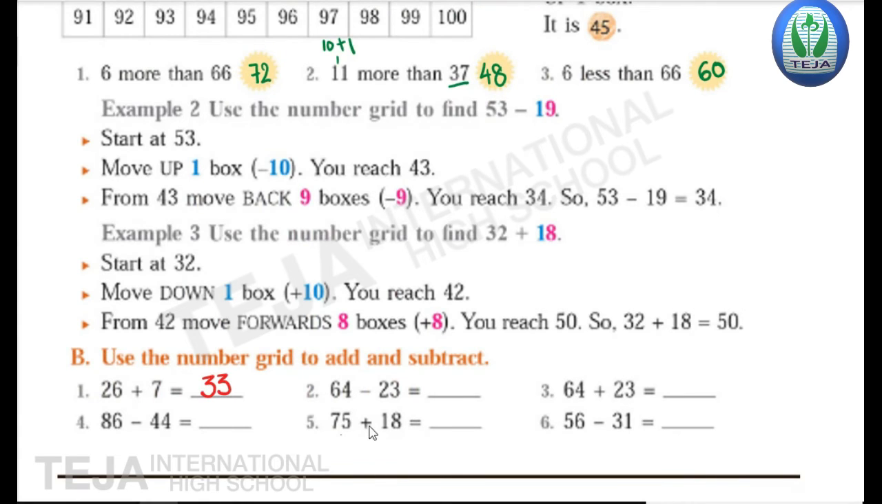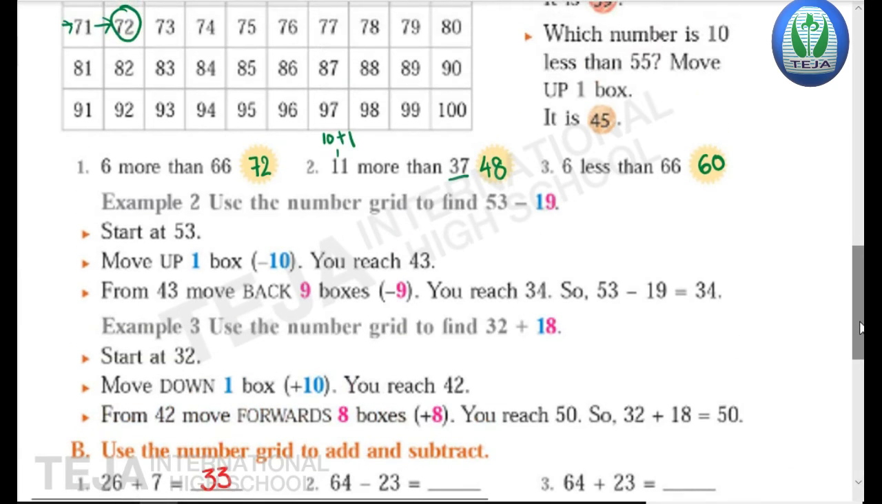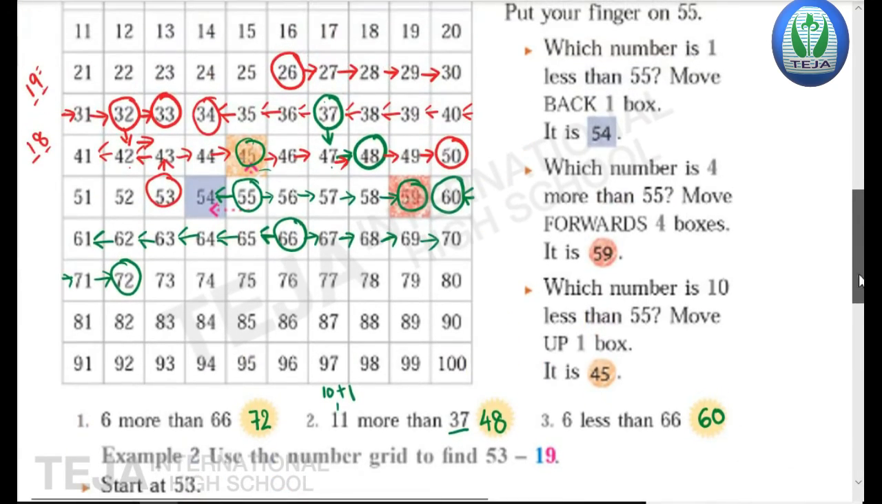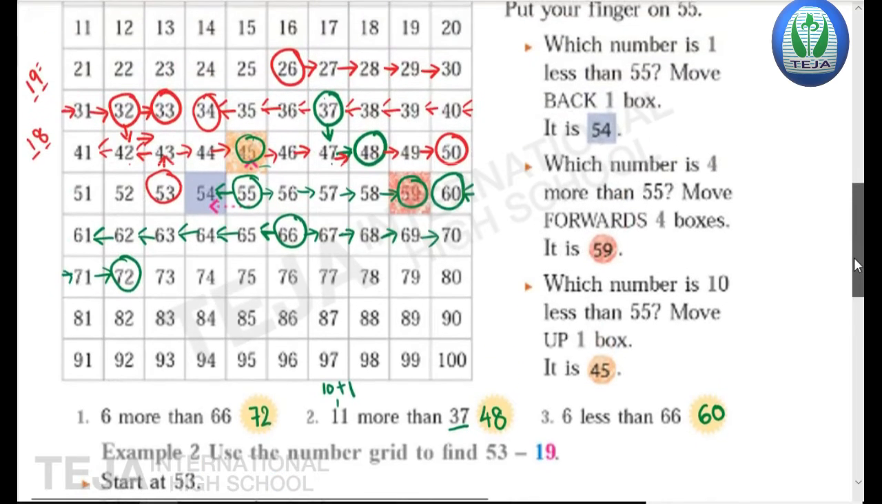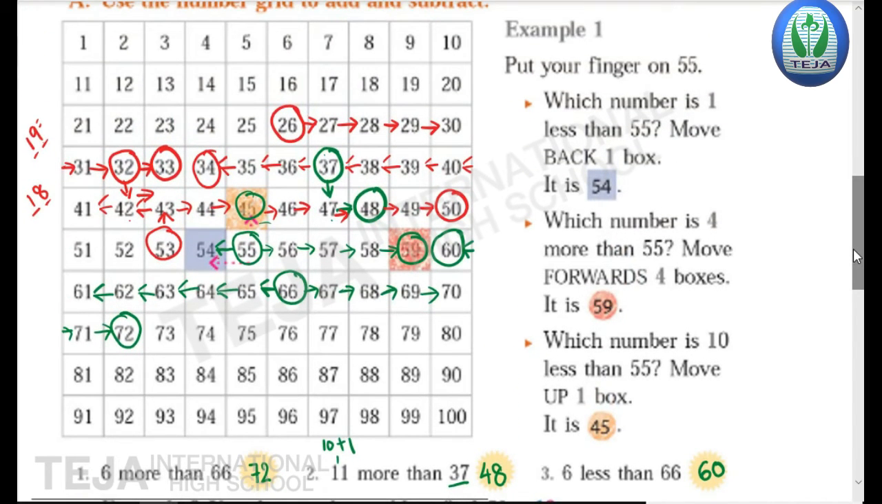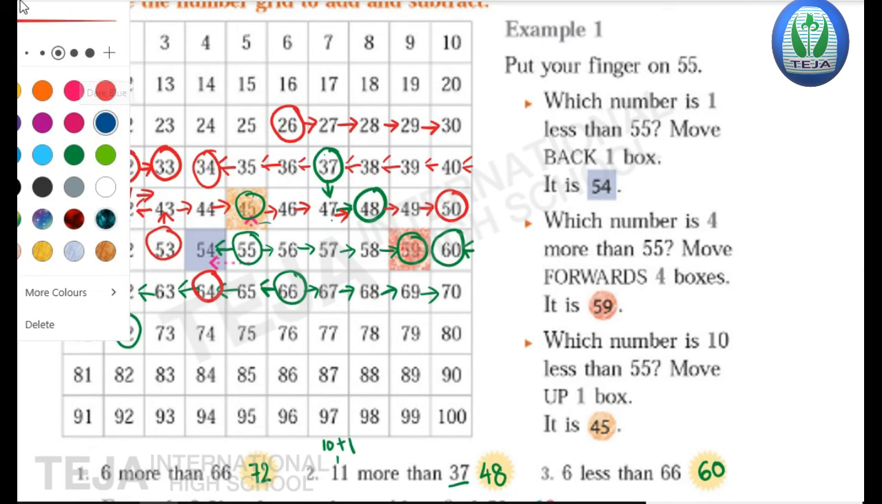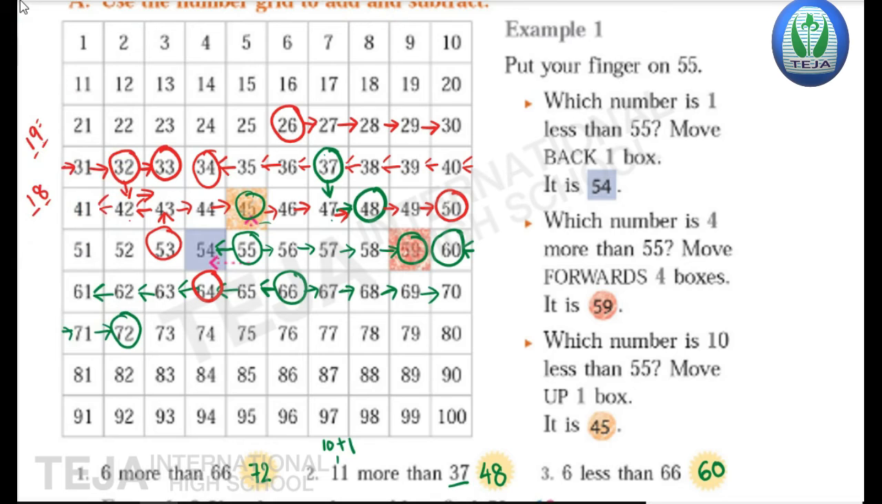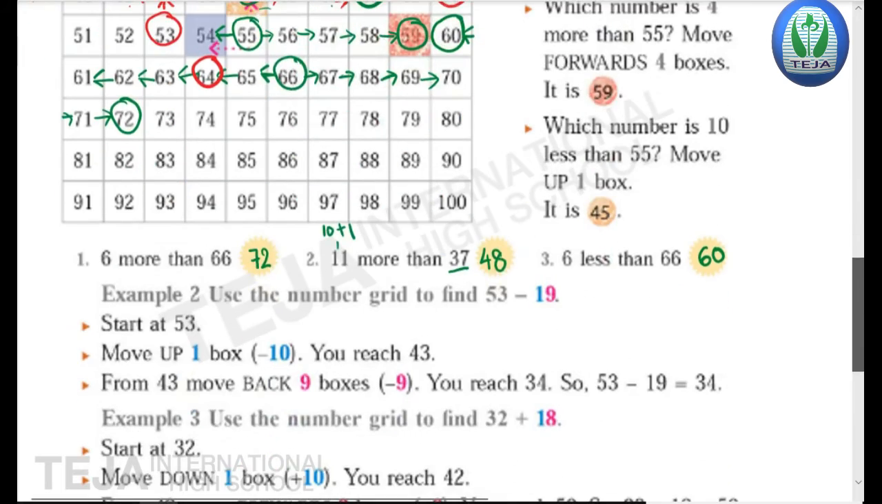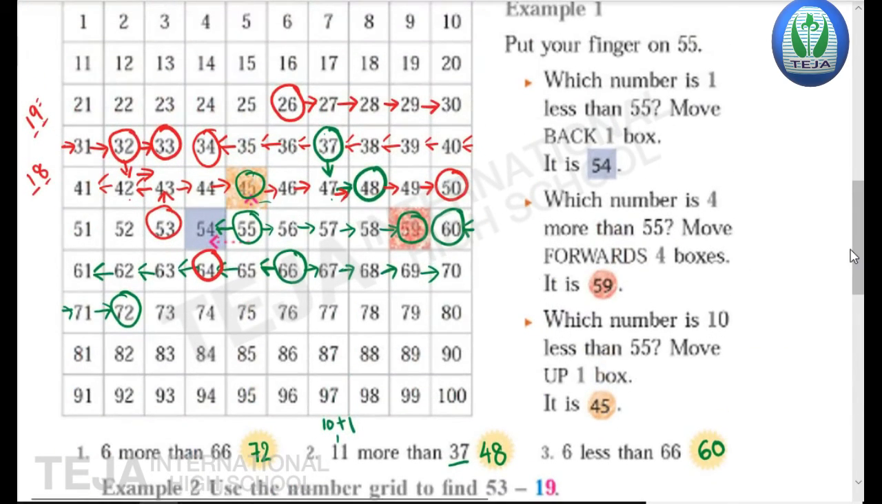Okay. Now next, second question. 64 minus 23. Here the bigger number is 64. So draw a circle around 64. From that you subtract 23. Draw a circle around 64, children. We'll use another color pen. So 64 minus 23. So we have drawn a circle around 64. From 64 you have to subtract 23.